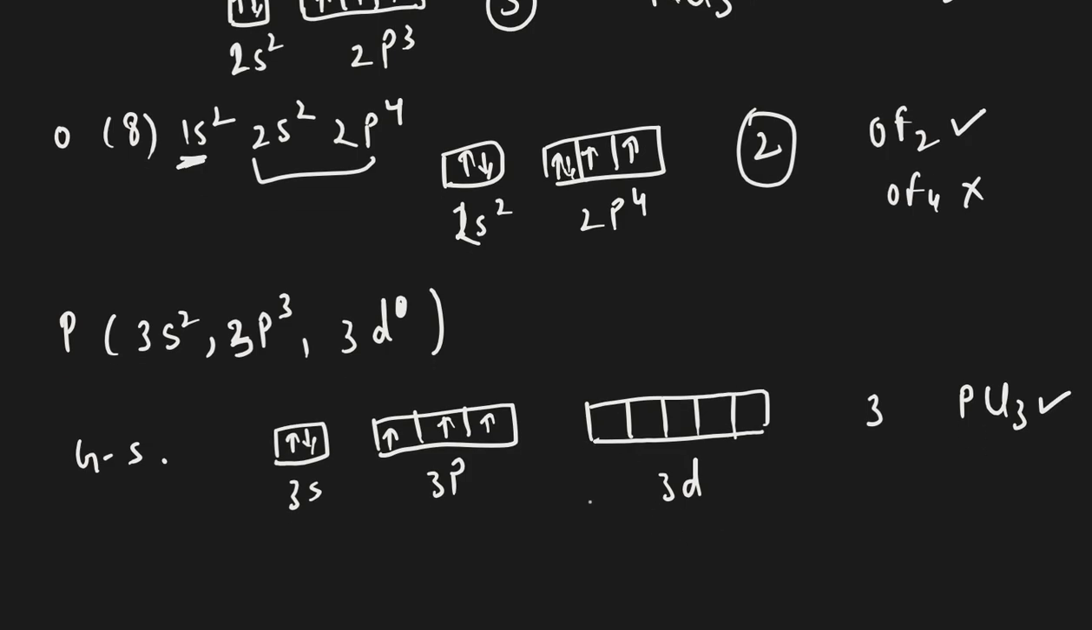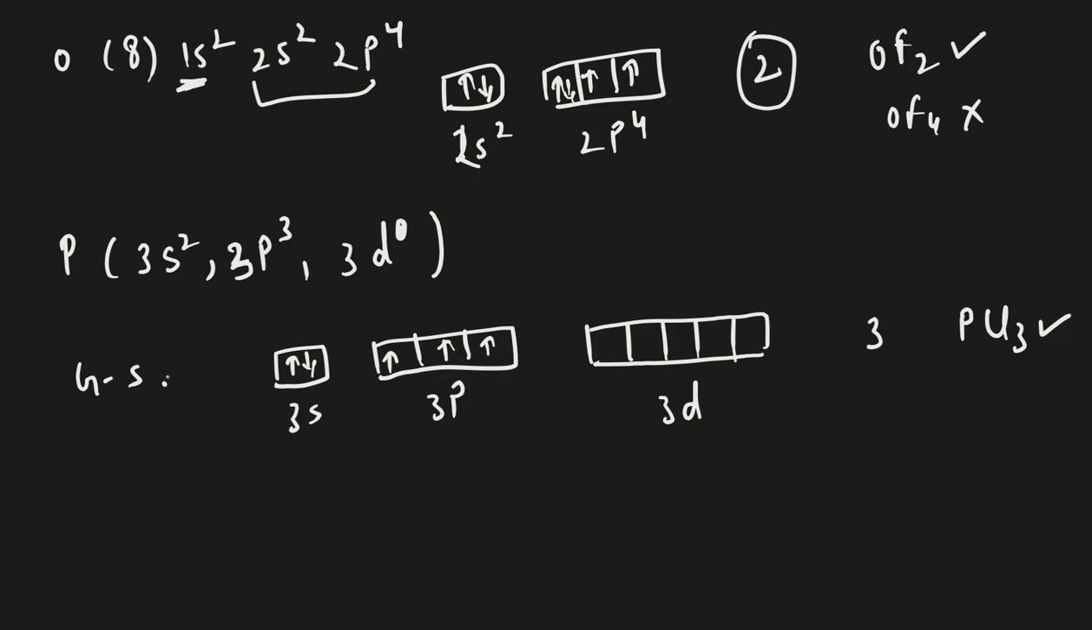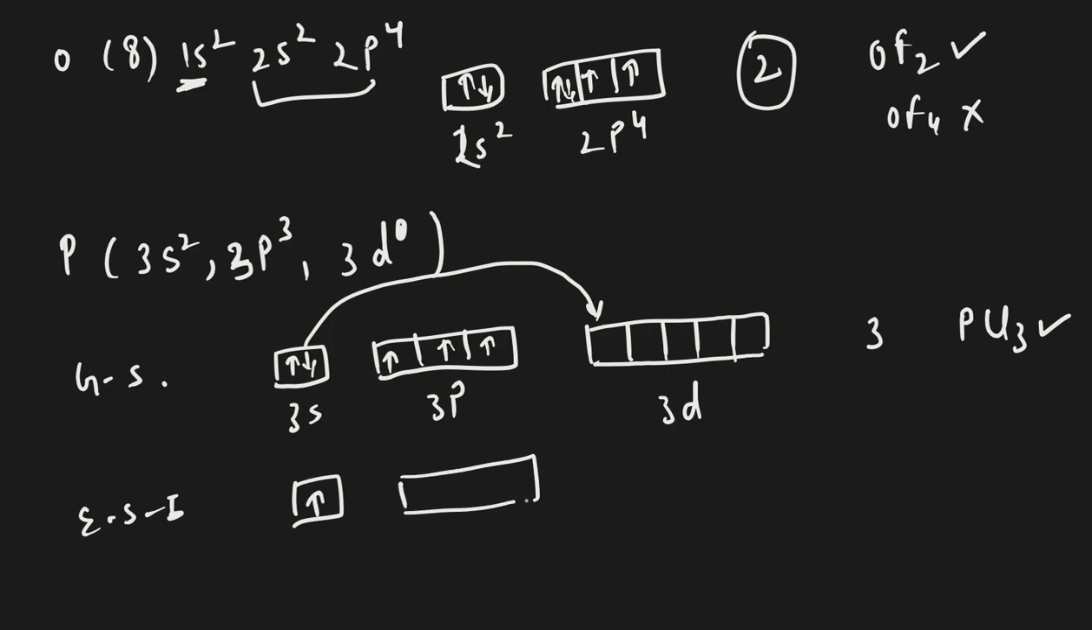Now in case of first excitation, excitation means when you do the very first excitation whichever is available, it is possible to excite this electron to the d orbital. So in that case what will happen, in the first excitation state, how many unpaired electrons will we be left with? You can just check. This is 3s, 3p, and one electron has moved to the d orbital.